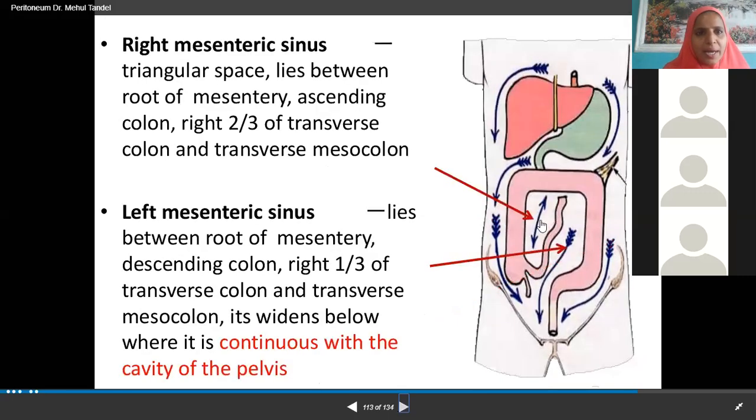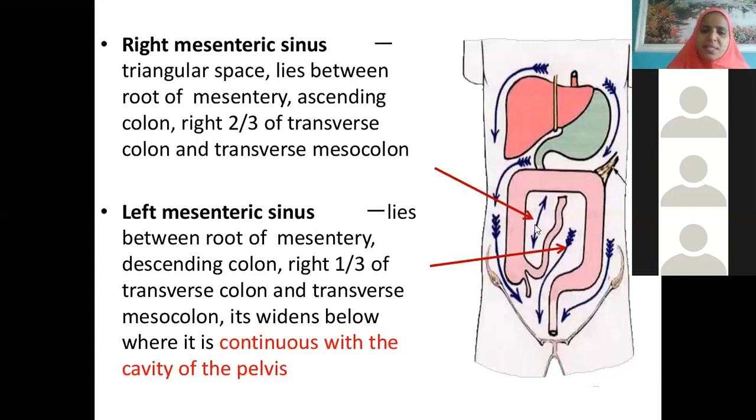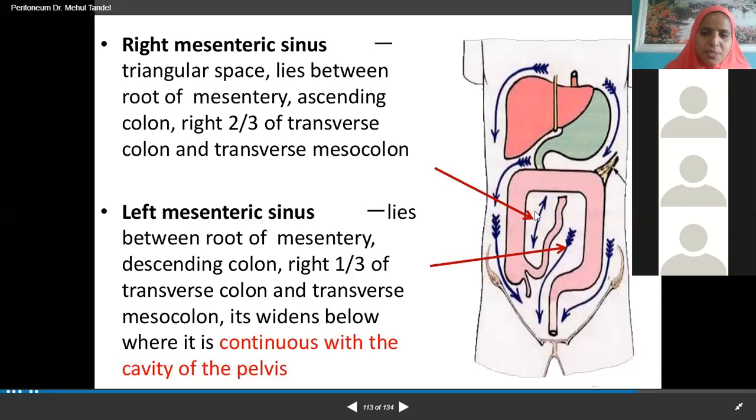So this is the right mesenteric sinus. Sinus means, again, for pericardium we have used the word sinus. Recess or sinus is nothing but an extra space only. Okay. So right mesenteric sinus is this. Okay, a triangular space lies between the root of the mesentery, ascending colon, and right 2/3 of the transverse mesocolon. Okay, between this area, whatever you are finding is right mesenteric sinus.